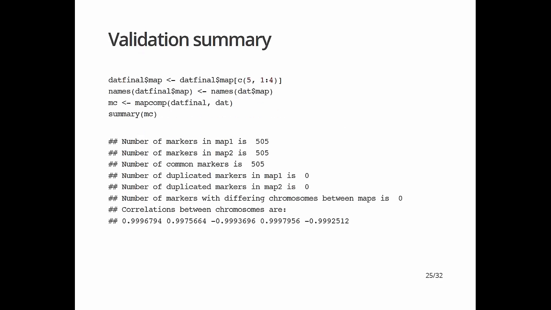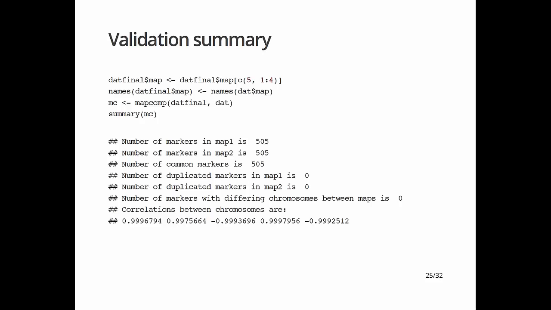What it does then is it picks out the markers on each map. It says, okay, do any of them have duplicate markers? Because that does happen. How many markers are there in common? In this case, because we're comparing the true map with the new map we've generated, you have the same number of markers, they're all in common, so that's fine. And it tells you how many markers ended up on different chromosomes in the two maps.